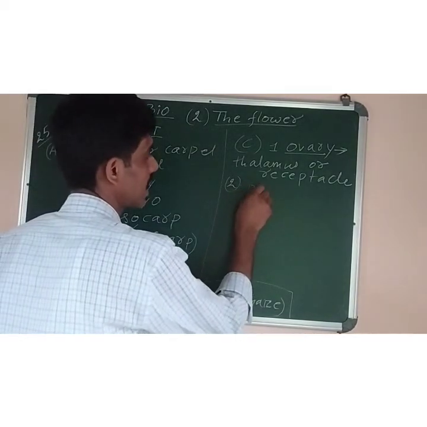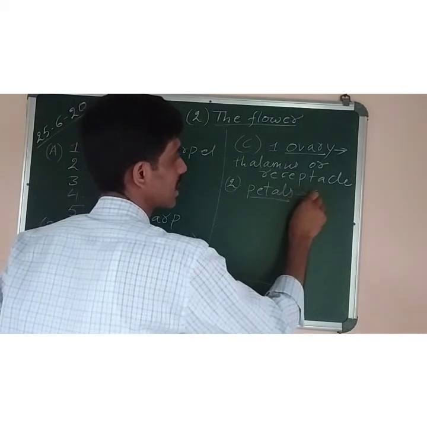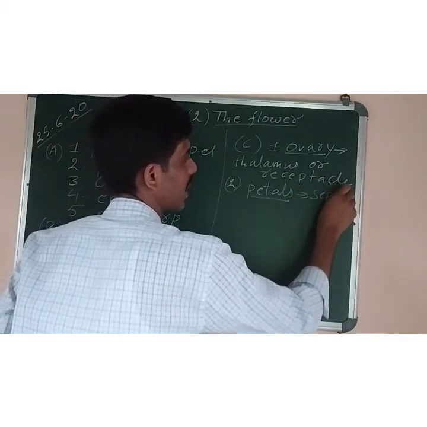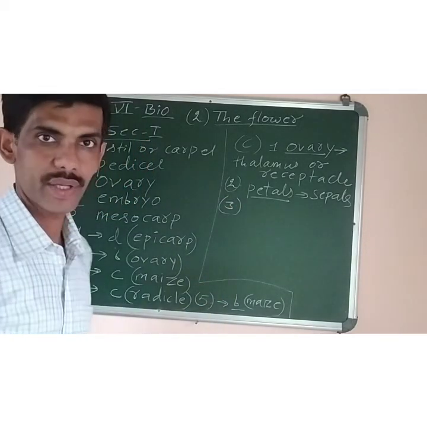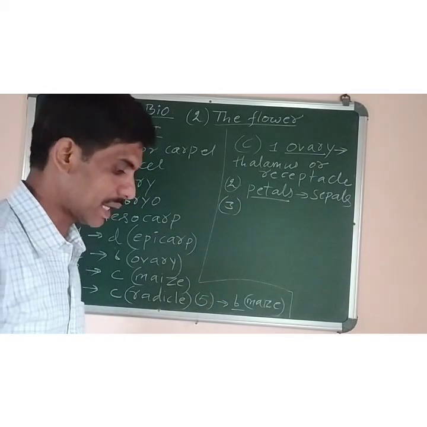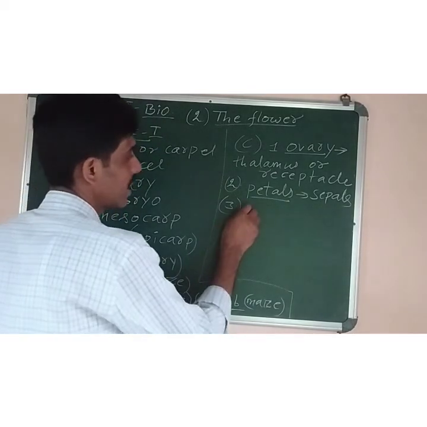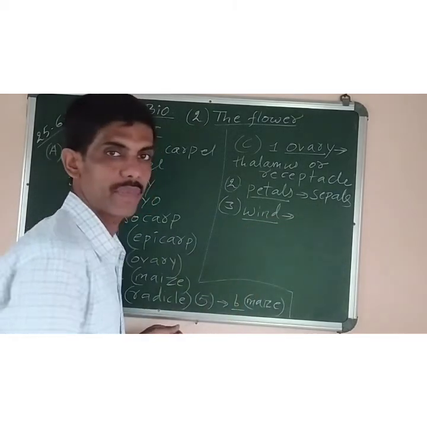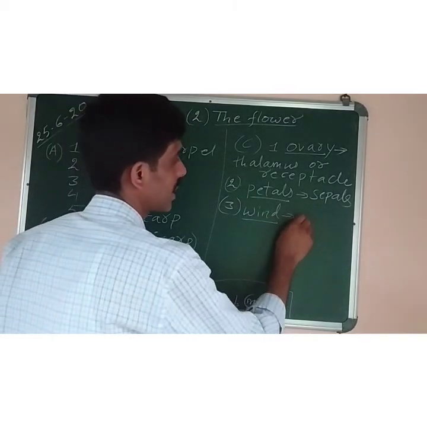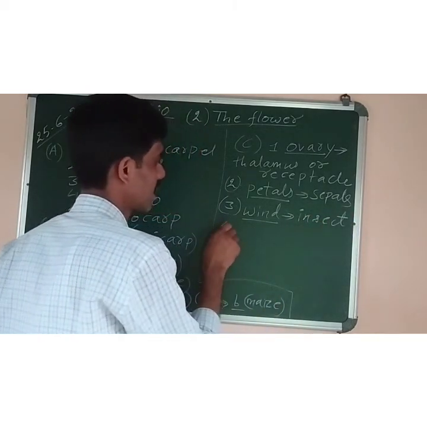So petals is underlined. What you have to do is, you have to change these petals. The outermost whorl is known as sepals. Okay? Now next one, that is number 3. It is wind pollinated flowers have bright colors. Wind is the underlined word which you have to change. In wind pollinated flowers, bright color is not there. So you have to write insect. Insect pollinated flowers have bright colors.